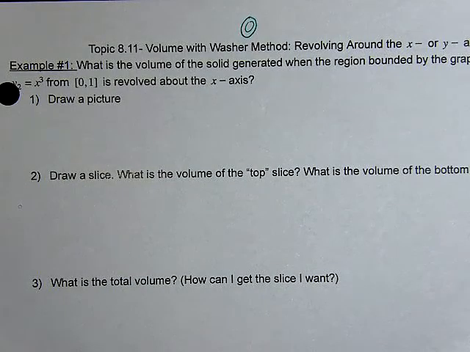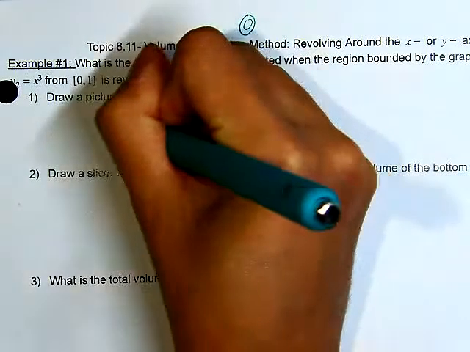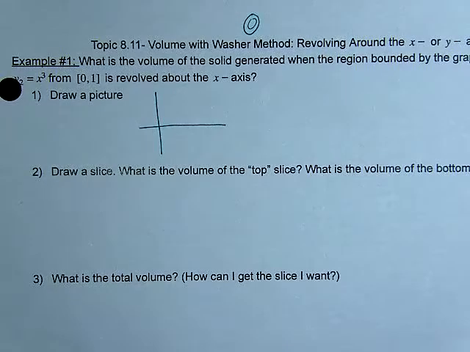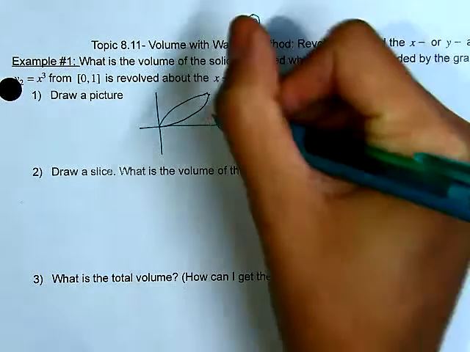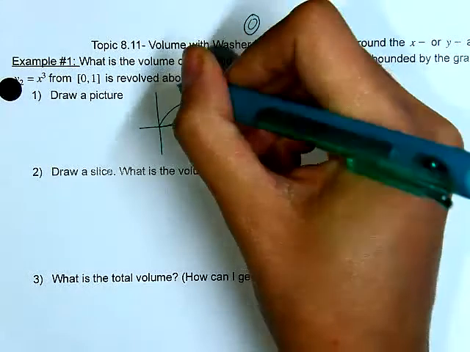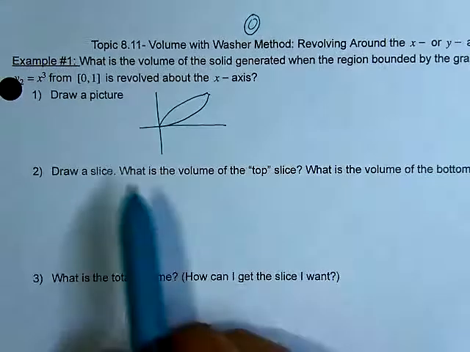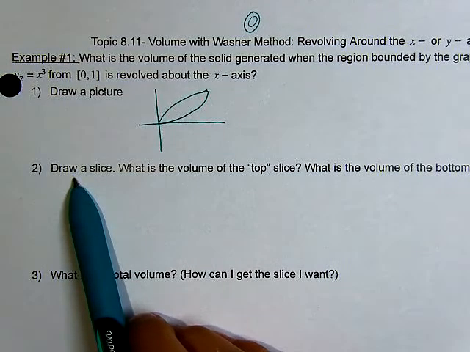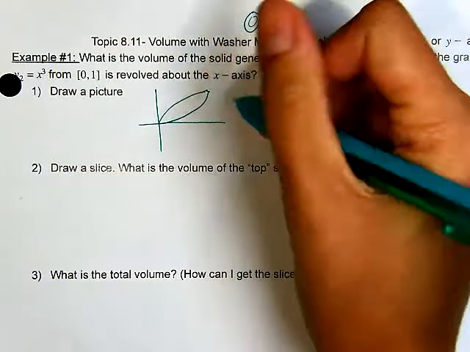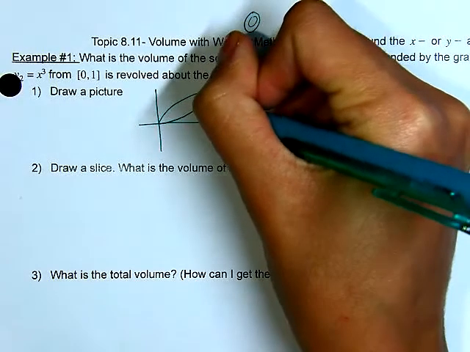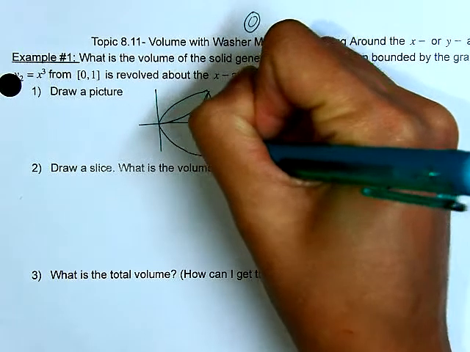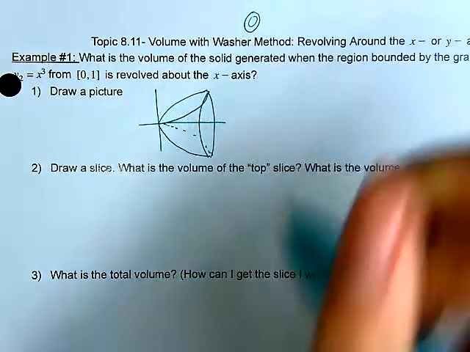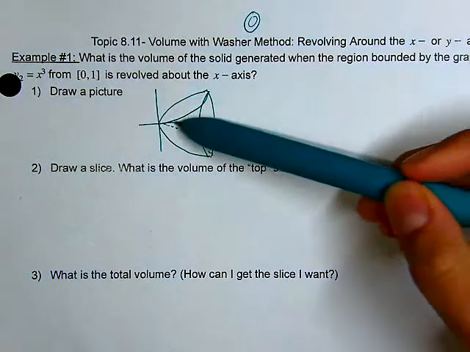So let's first draw a picture. Square root of x and x cubed from 0 to 1 looks something like this. Now we would like to imagine what this looks like when we revolve it around the x-axis. If you imagine taking this shape and revolving it around, it is no longer solid. It has this hollow piece in the middle.